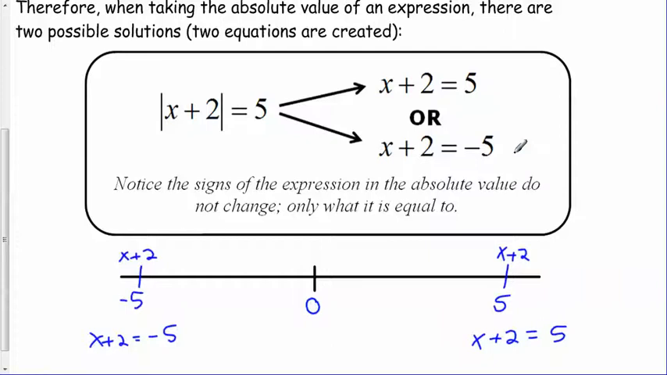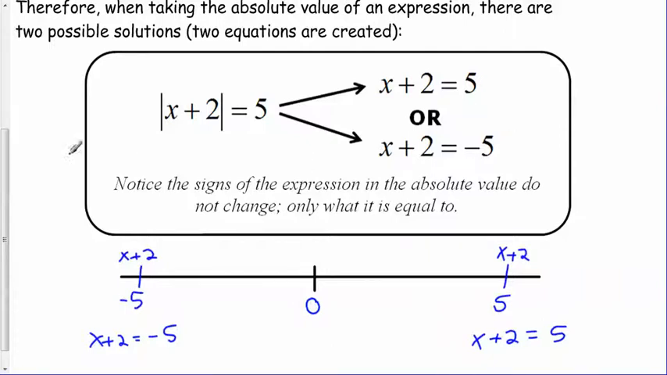Notice, and this is extremely important, the signs of the expression in the absolute value bars do not change. Only the number outside changes from it. We didn't change anything inside because we're looking at the distance of that object. And so the x plus 2 stays the entire time. It's the 5 that's going to change to a 5 and negative 5.